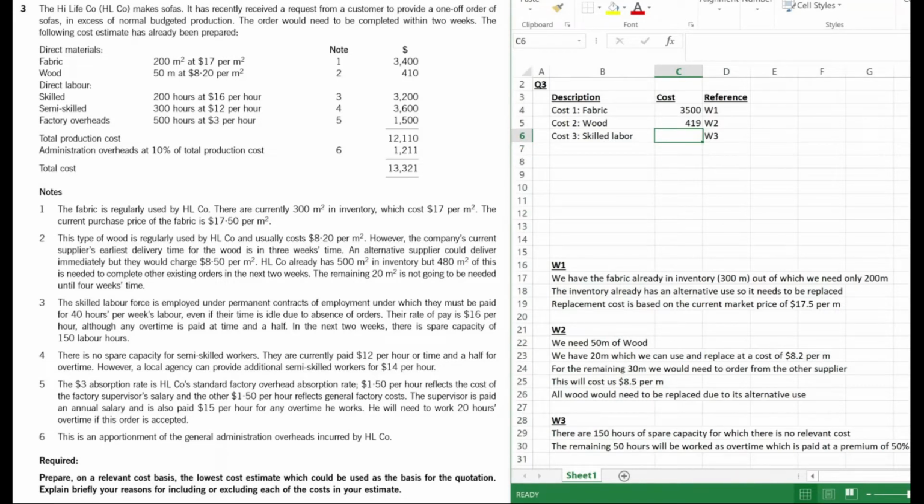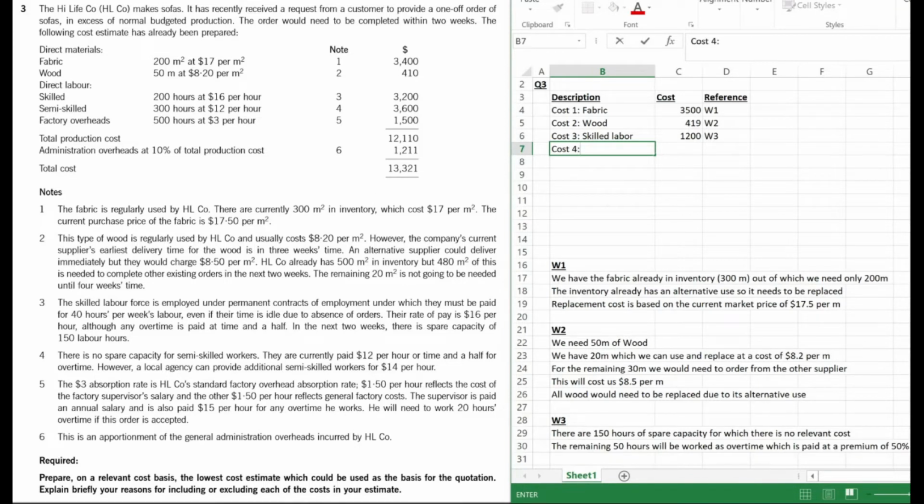150 hours is no cost. We don't need to mention that. 50 into, so what's the rate of pay? 16 into time 1.5, and that gives us 24, I believe. So 50 into 24 gives us 1,200. Okay. Let's move on to cost number 4.